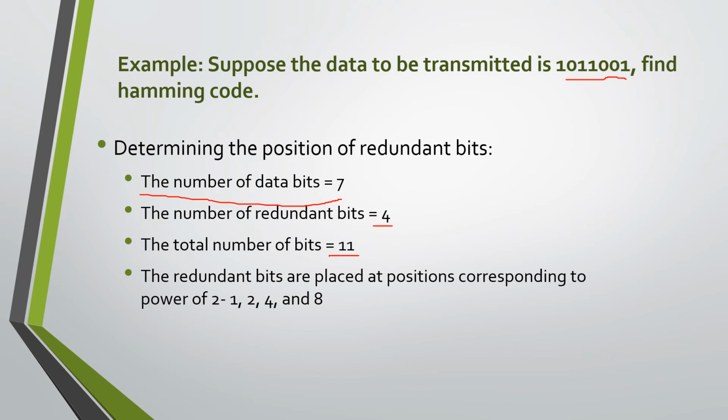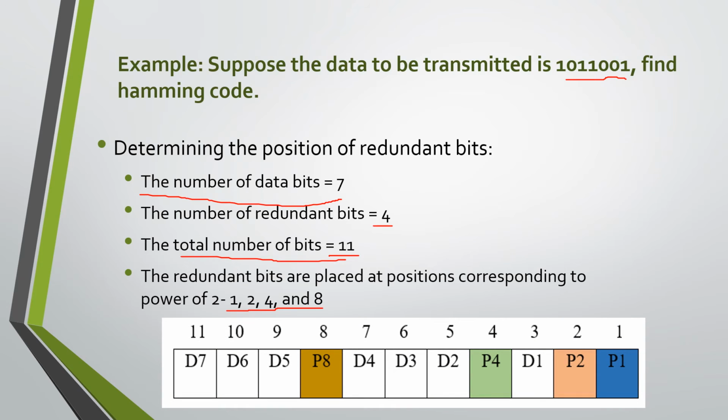Out of those 11 bits, position numbers 1, 2, 4 and 8 are taken for redundant bits, because after that the next parity position is 2 raised to 4, which is 16, which is not part of the total number of bits. So here only positions 1, 2, 4 and 8 are taken for parity bits. So this diagram represents the same.